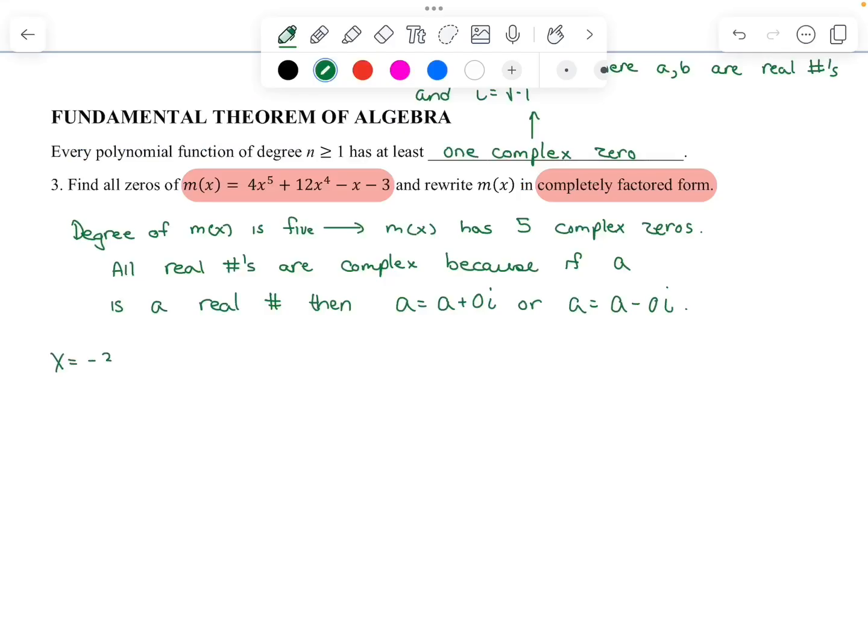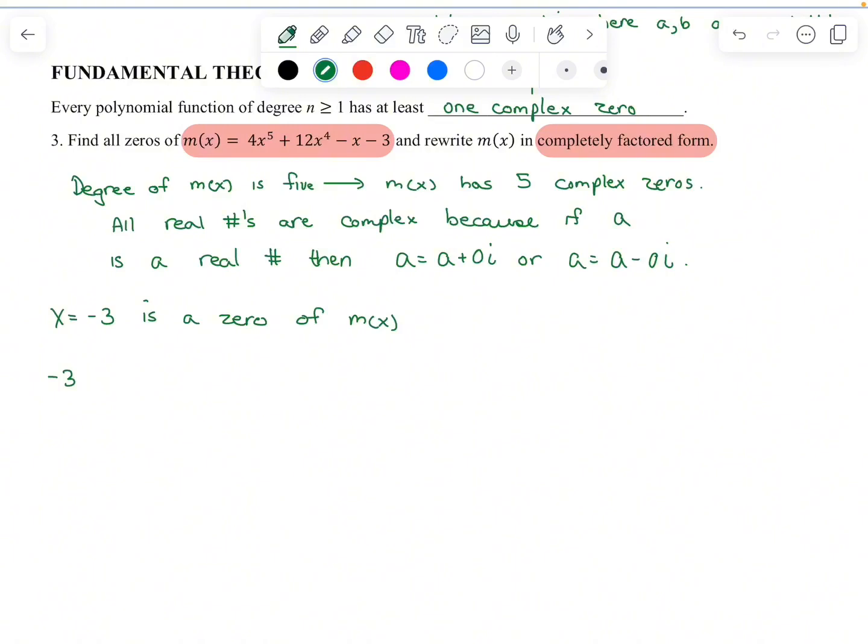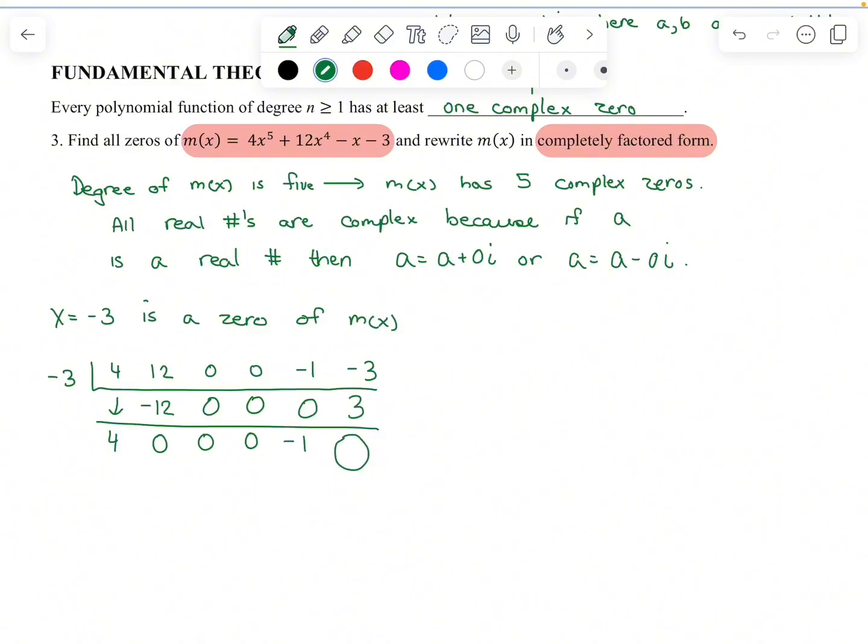So from Desmos, we have x is equal to -3 is a 0 of m of x. And I'm going to use synthetic division to find the other zeros. So I'm going to set up the synthetic division, and we have 4, 12, 0, 0, -1, and -3. Bring down the 4. -3 times 4 is -12. 12 minus 12 is 0. And I'm going to finish synthetic dividing. And just like expected, since -3 is a 0 of m of x, the remainder is 0.